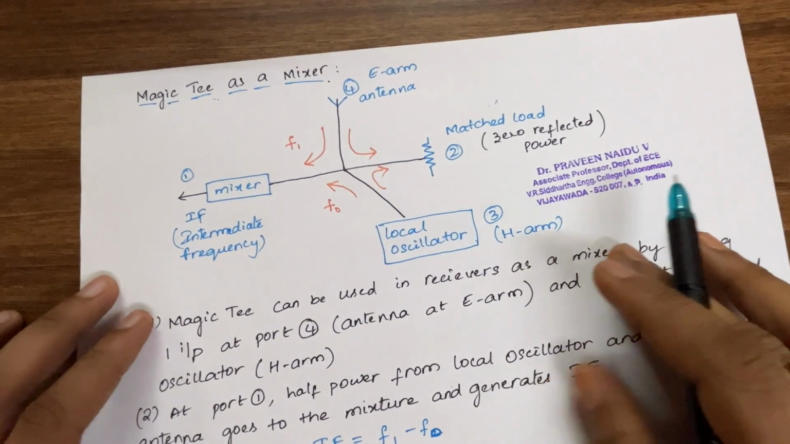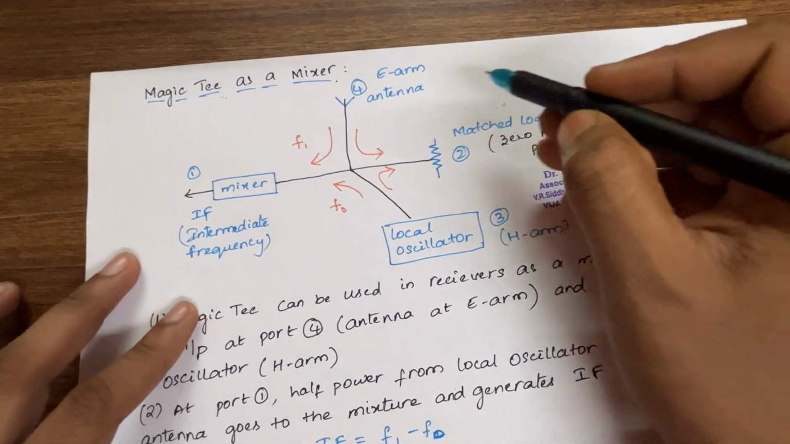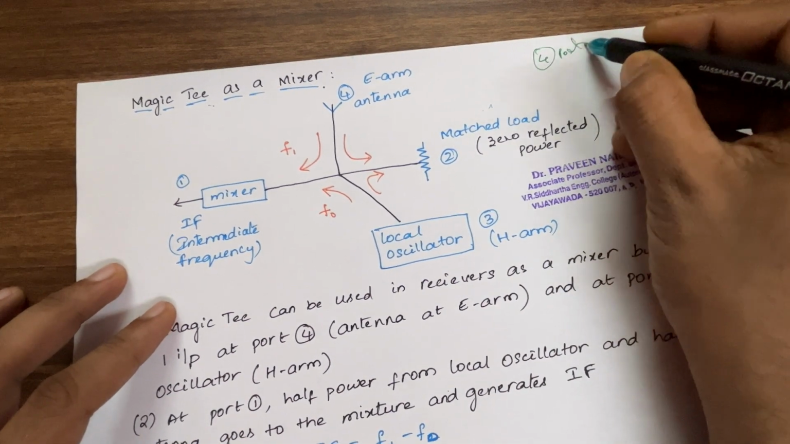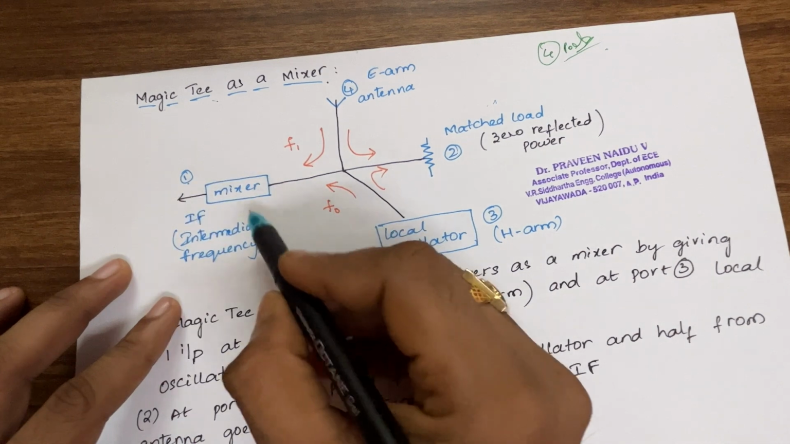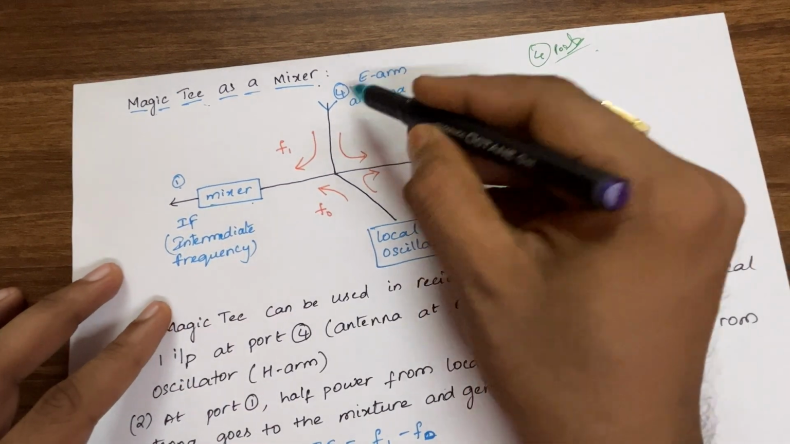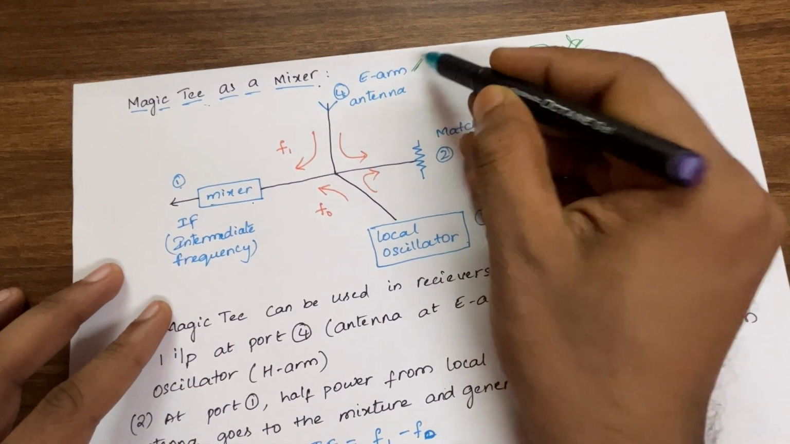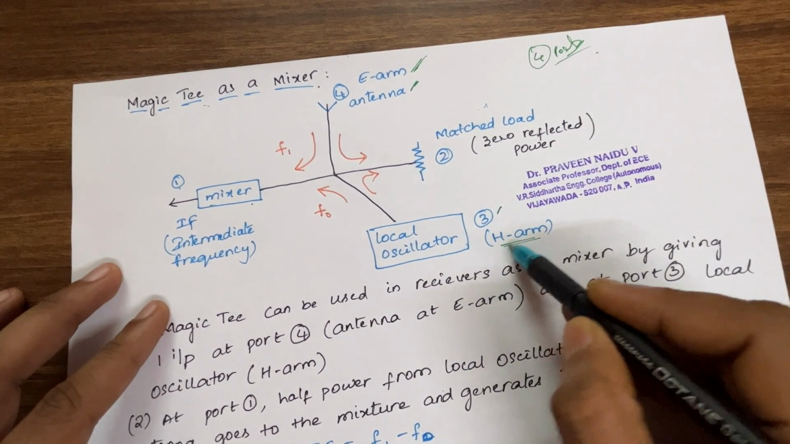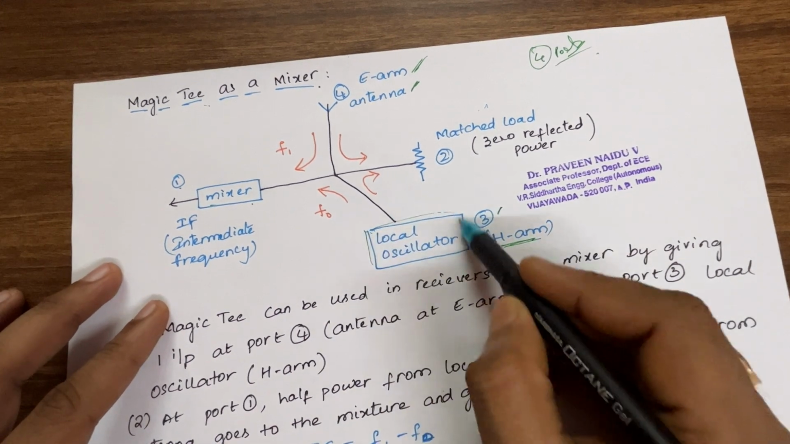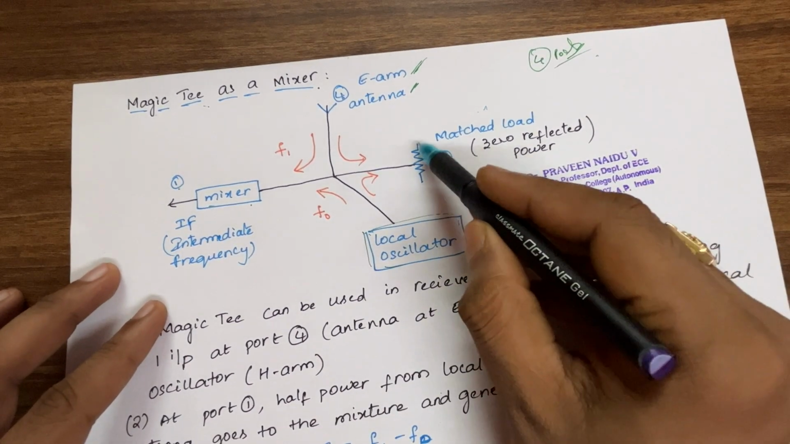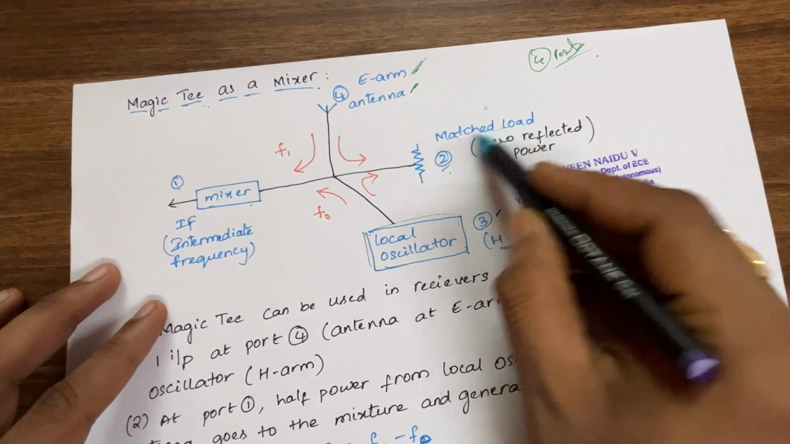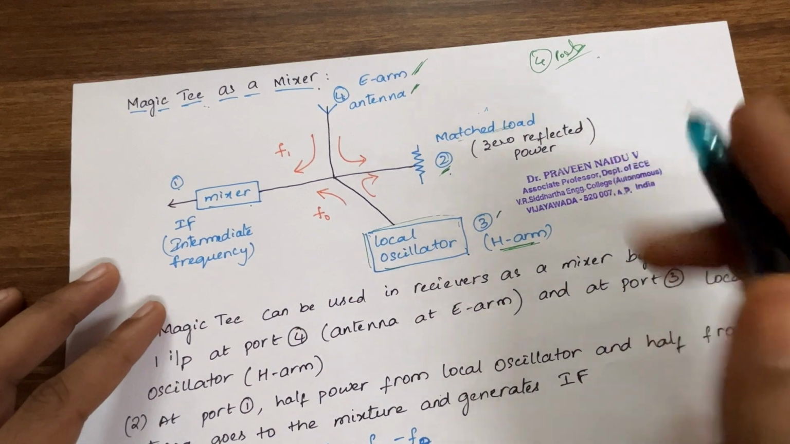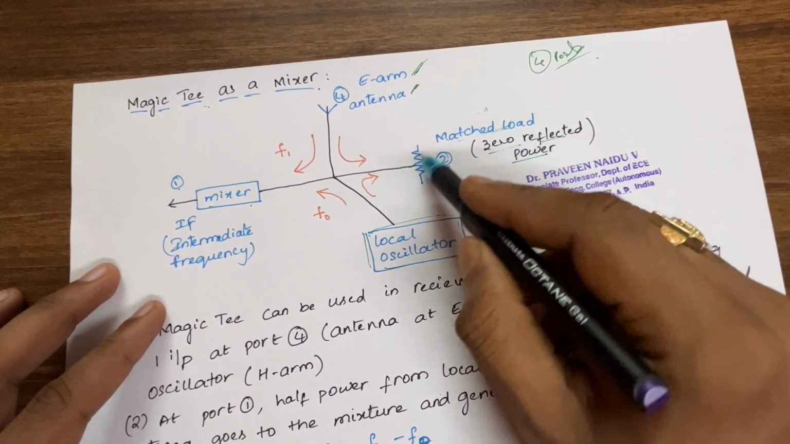Let's see the diagram or configuration of the magic T. Magic T means 4 ports, so it's a 4-ported device. At port 1, we have connected a mixer. Port 4 is our E-arm, which is connected with an antenna, and port 3 is the H-arm that we are connecting with a local oscillator, and port 2 with a matched load. Matched load means it will absorb the power without any reflection, that is zero reflected power. That is a property of the matched load.